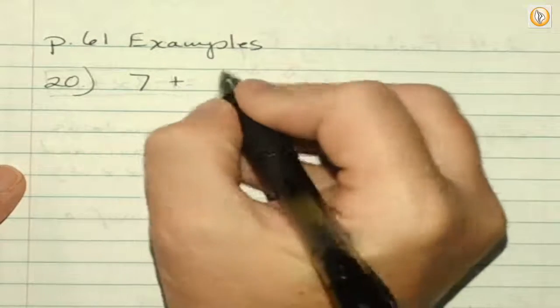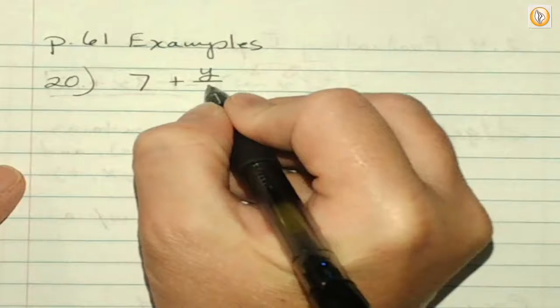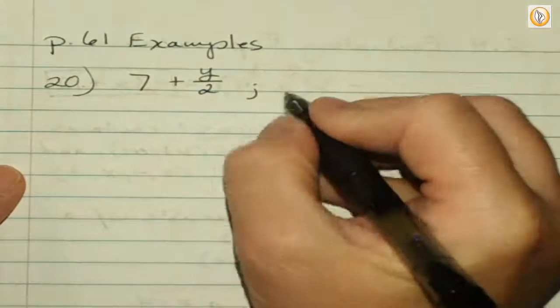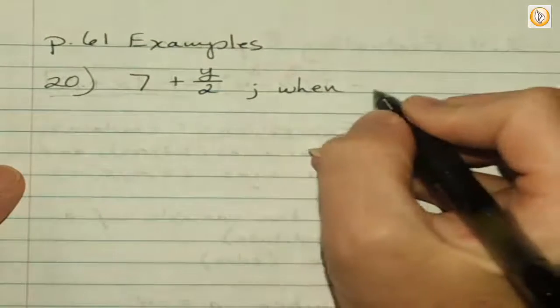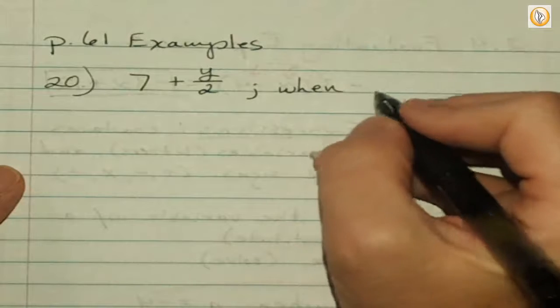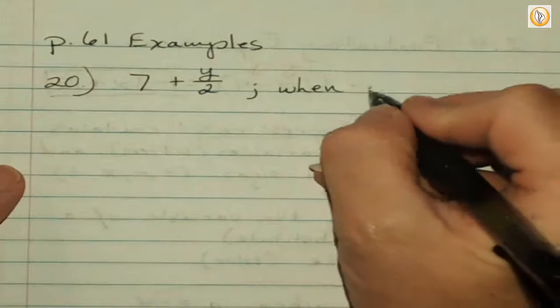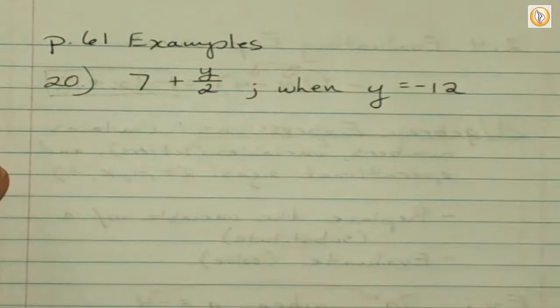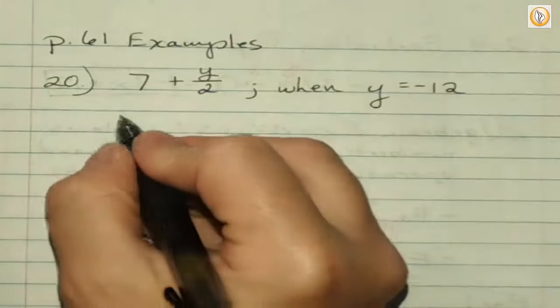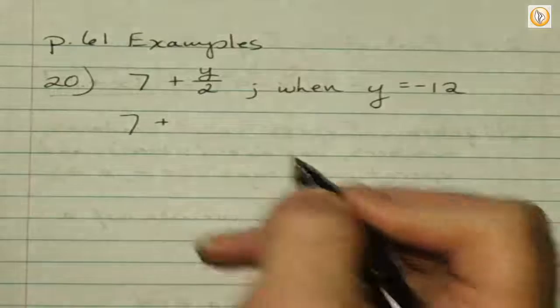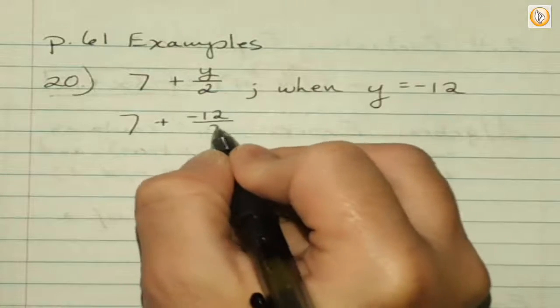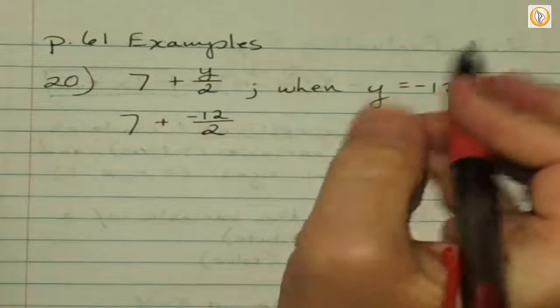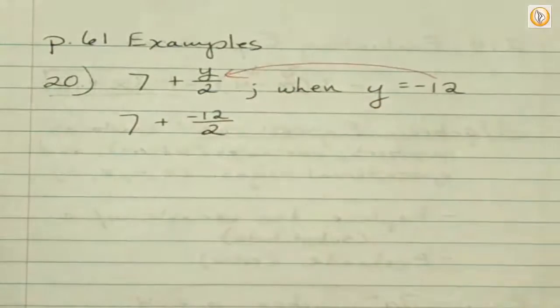7 plus y over 2, when y equals -12. I don't know why I put a semicolon. It's my weird semicolon. Okay, Natalia, tell me what the new problem looks like. 7 plus -12 over 2. Very good, because we're replacing the y with -12.